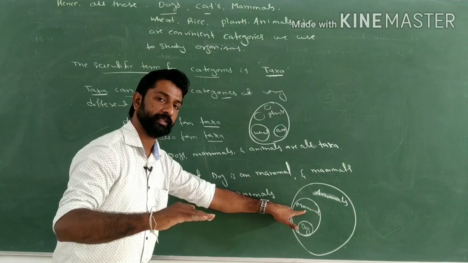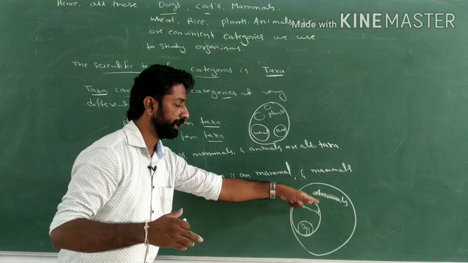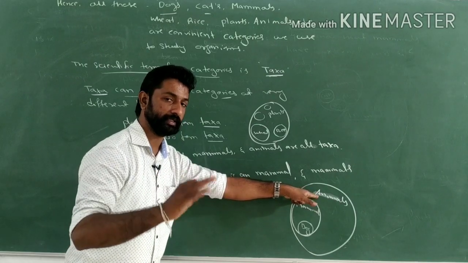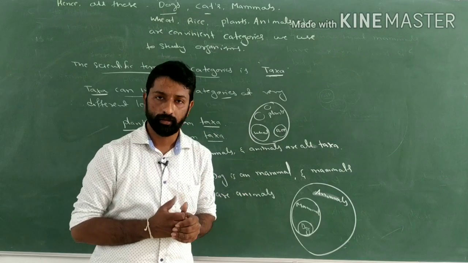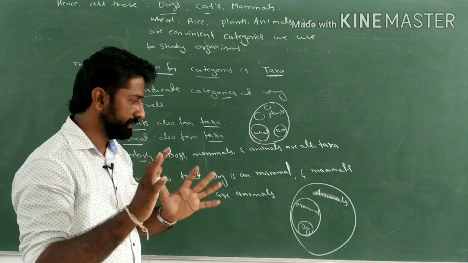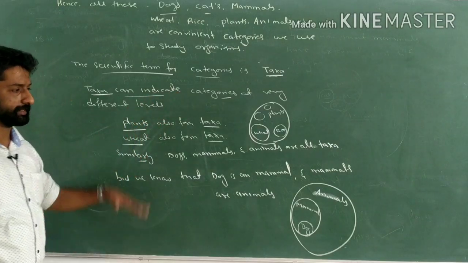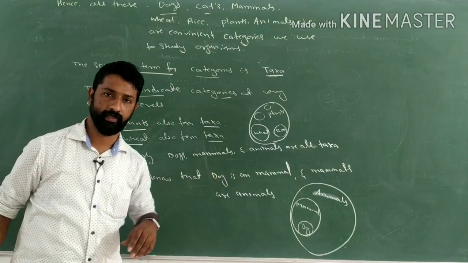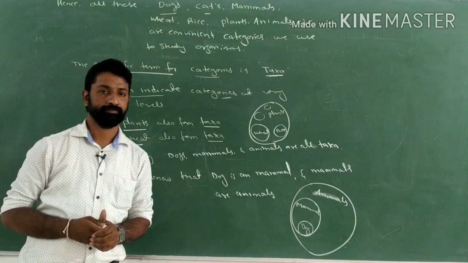Mammal is another taxa which represents the same animal at a higher level. Animals is another taxa that represents the same animal at a still higher level, a higher category. This is how taxa can indicate categories at different levels. Is it clear, guys? So, make note of these points now.